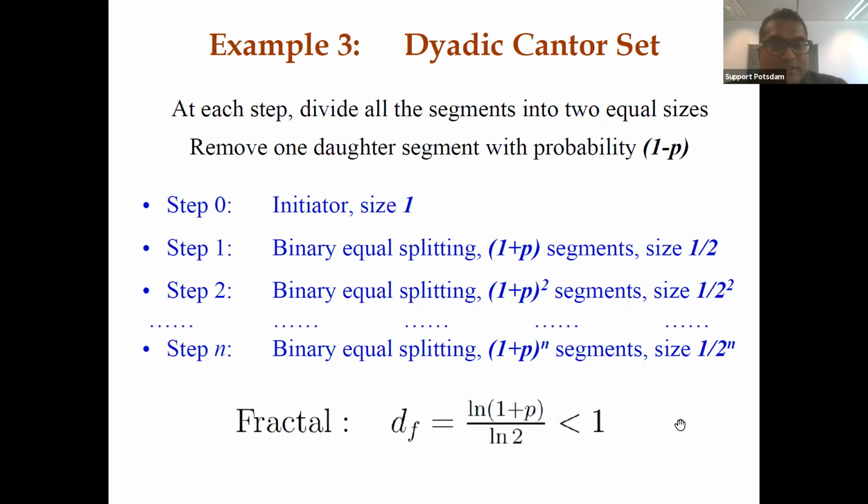And you see with the same kind of exercise that asymptotically, if you compare the number of segments and the size of the segment, you find a fractal dimension which is less than 1, right? And the fractal dimension is ln(1 plus p) by ln 2.